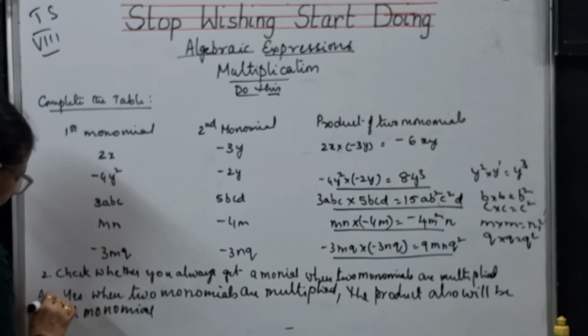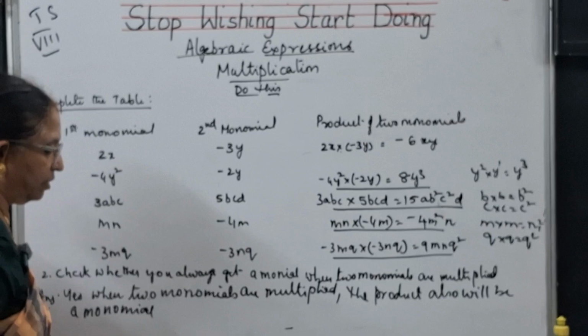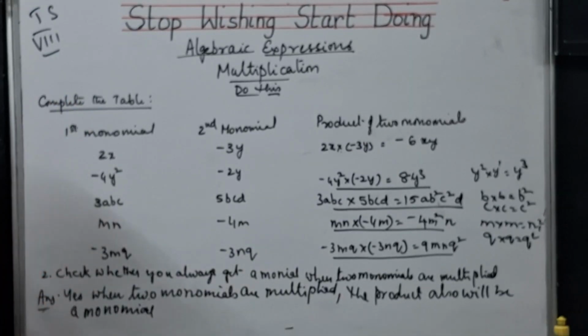For the second bit, they are asking to check. You have already checked. The third bit is that the product of two monomials is a monomial. So this is the product of two monomials, children. Always remember that when two monomials are multiplied, you are going to get a monomial only as the solution. Please note it down.